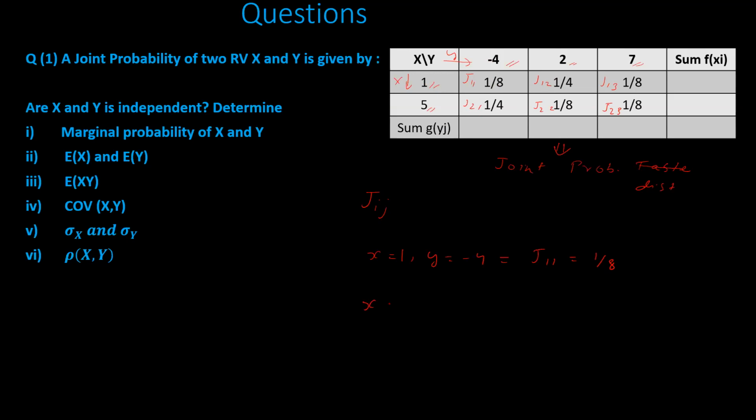If you want to find the value of x equal to 5 and y equal to 7, it will be J23. So this is nothing but J23. The value is given as 1/8, and so on. In general, we call it J of ij, where i is associated with x values and j is associated with y values. So altogether we can write J11, J12, J13 and so on. Now I think you have got the idea of the joint distribution table.